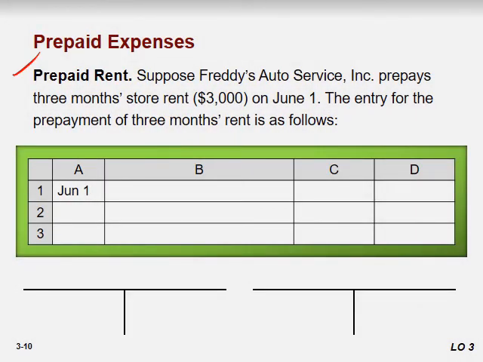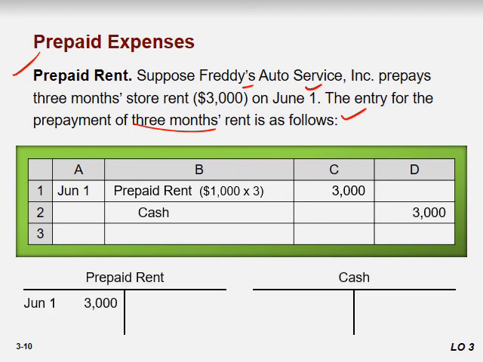Prepaid rent, we have an example here for Friday's Auto Service Incorporation. It prepays 3 months store rent, which is 3,000 on June 1st. The entry for the prepayment for the 3 months is as follows. What is the entry here? Because when you pay the rent in advance, the entry would be prepaid rent to cash, right? And when you want to post the entry, your prepaid rent is debited, so it's on the debit side. You pay cash, cash decreased, so cash is on the credit side, right?